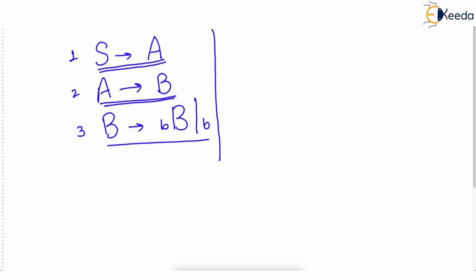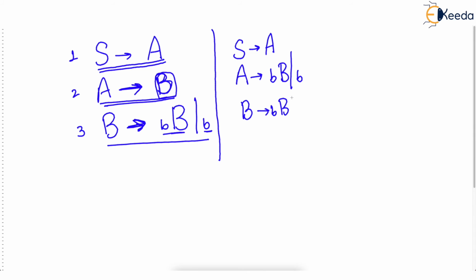If you see that A derives B and we know the value of B, B always derives either BB or b. So we can keep S derives capital A as it is, and A derives, note on the right hand side we have B here, a single non-terminal, but this non-terminal can be replaced with b followed by capital B or b, and the third production will be kept as it is because it was not a unit production. Now observe, this production is a unit production.